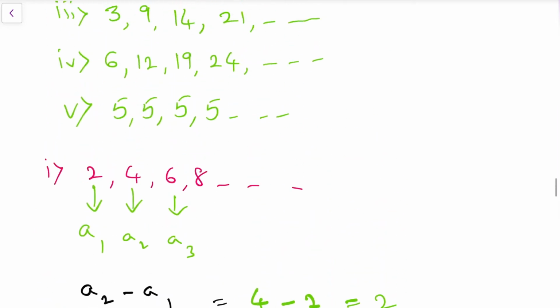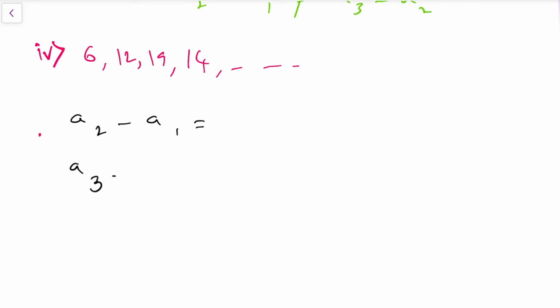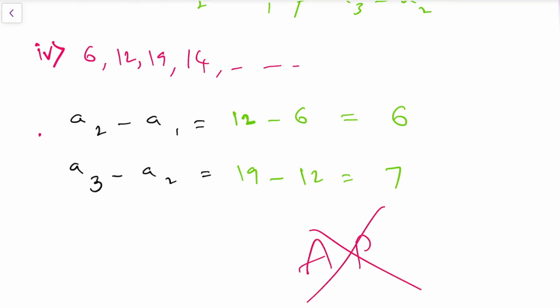Next, question number 4. 6, 12, 19, 24. We need to find out the A2 minus A1 value. The same way, the A3 minus A2 value also. Here A2 is 12 minus 6. 12 minus 6 is 6 and A3 is 19 minus A2 is 12. 19 minus 12 is 7. So here also the common difference is not the same. Then this is not in AP.